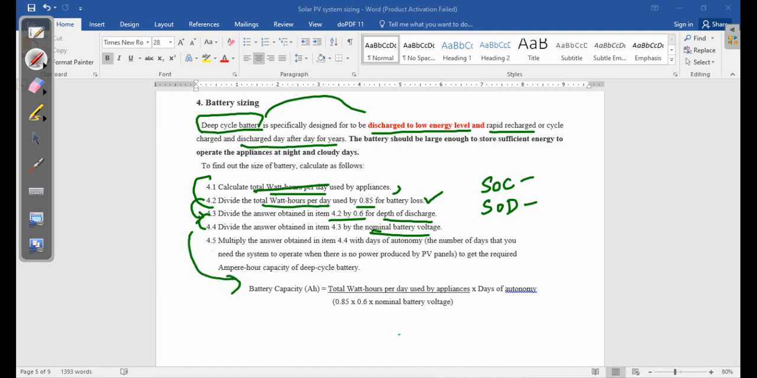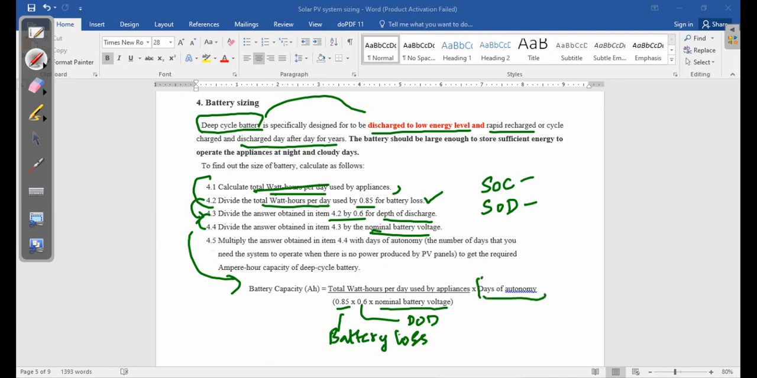The battery capacity in Ah is equal to the total watt-hours per day used by the appliances divided by 0.85. It is the battery loss, considering a battery loss, and 0.6 is the depth of discharge, and the voltage of the battery. Either the voltage will be 12 volt or 24 volt. It is whatever voltage we are considering, that we have to consider over here. And next is the days of autonomy.